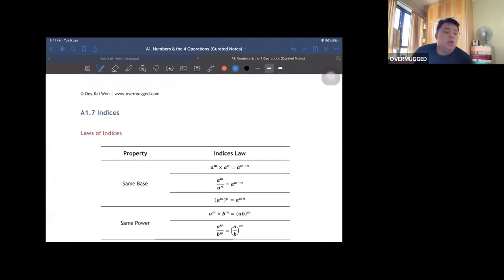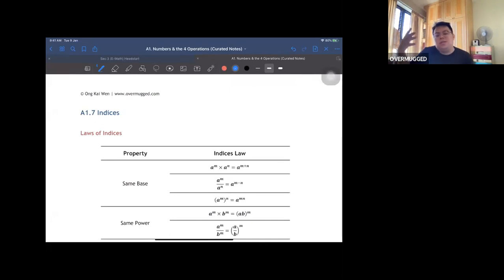Now, a few years ago, maybe when I was 21, 22, or maybe 2-3 years ago, before the change in the AMath syllabus, indices used to be in AMath. Okay, and it's tied together with sets. But I don't know who in SEAB thought that this was easy. Okay, arguably it is, and they threw it into EMath.